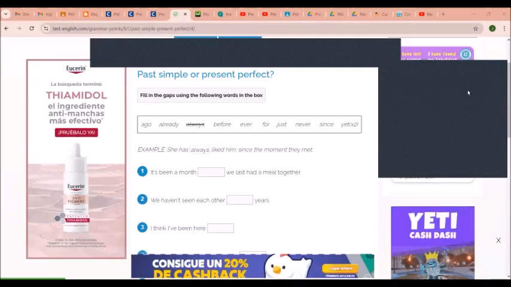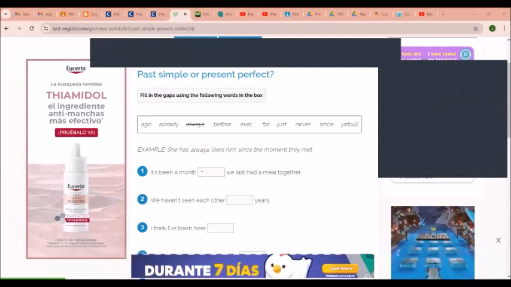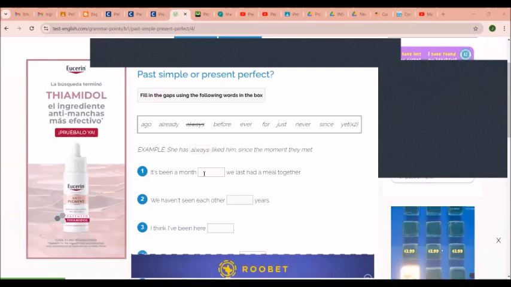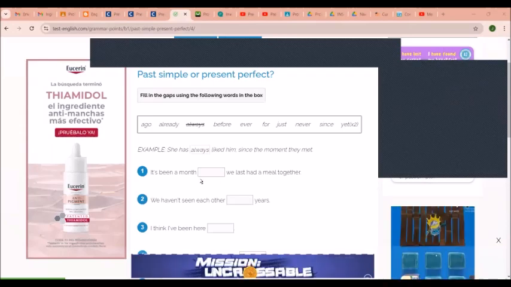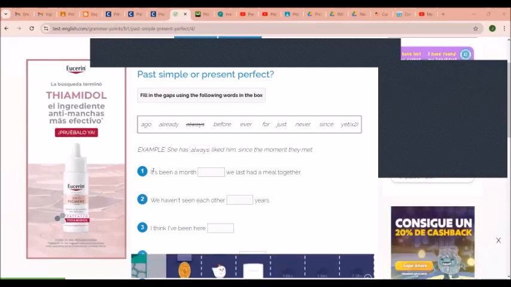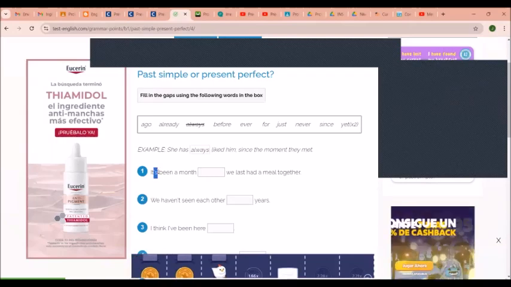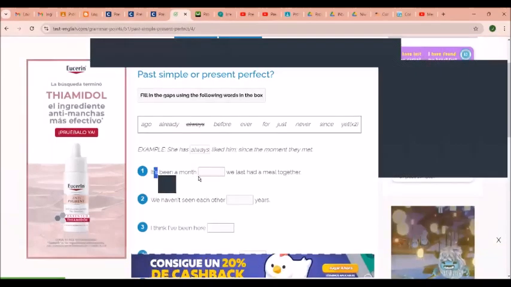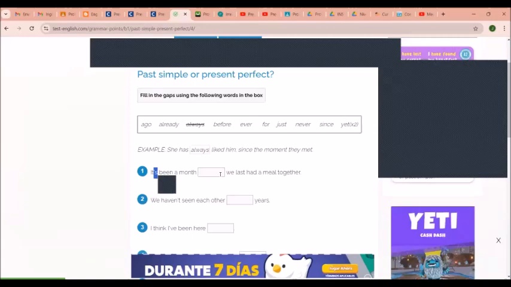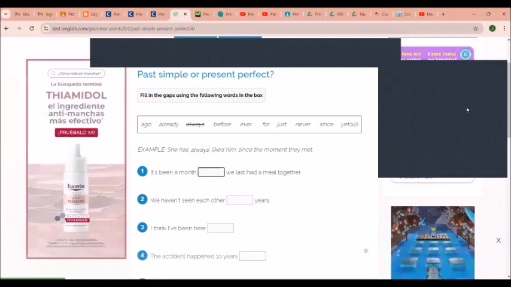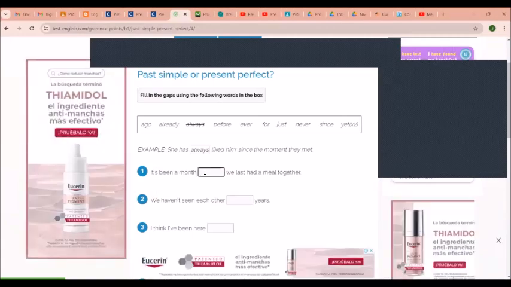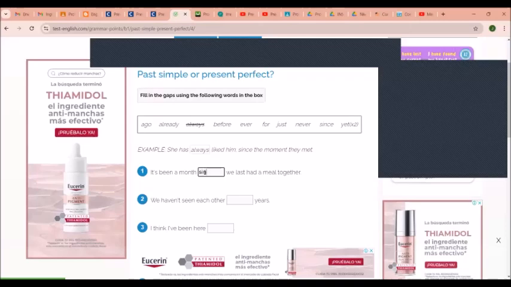Ago. It's been a month. Ago. All right. It's been, so it has. Has been is present perfect. We don't use ago with present perfect. Month is a point. So if we are saying that we use starting points and periods, we can use since to talk about starting points. For example, it's been a month since we last had a meal together.